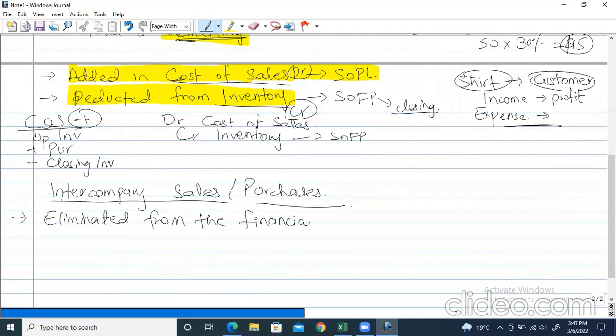Because I already told you the logic behind this: it does not make sense that within one company this is happening, right? If one hand is selling to the other hand, it does not make sense. Still, it is within the group, still within the whole company. The cash will be moving in and out from one room to the other room, but it's still one factory, one company, right? So this is the explanation for the intercompany sales and purchases.